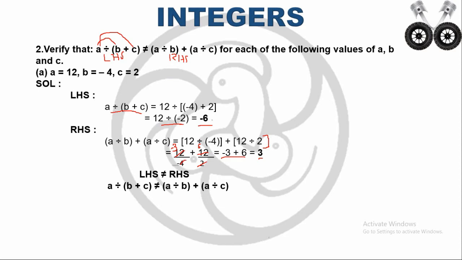So the LHS value is minus 6 and the RHS value is plus 3. So the LHS is not equal to RHS. That means A divided by (B plus C) is not equal to A divided by B plus A divided by C. So that is verified.